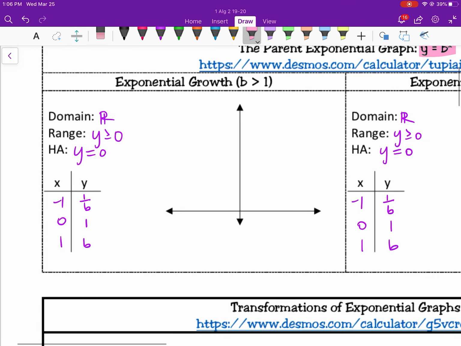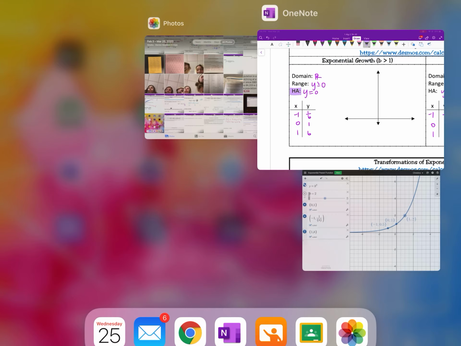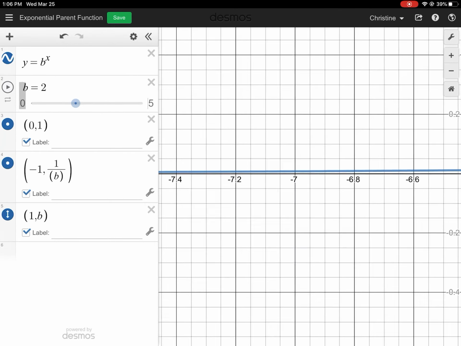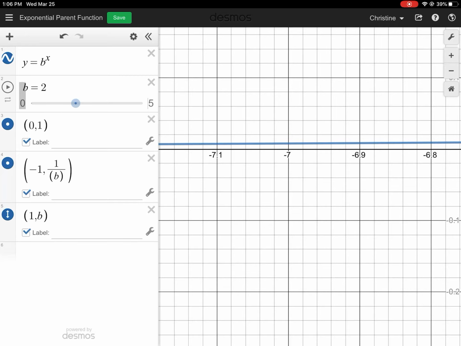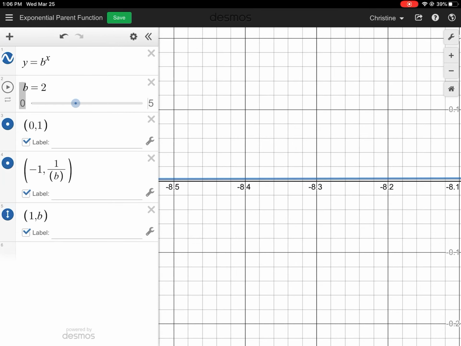So pause the video here and write out your 3 parent points for your exponential growth. Our domain's going to be all real numbers, and our range is going to be all positive. So y needs to be greater than 0. That is because of that horizontal asymptote. So that horizontal asymptote means that we will never cross the line y equals 0. It's going to get closer and closer to it, but if we zoom in, there's still a little bit of space there. So we never actually cross y equals 0.